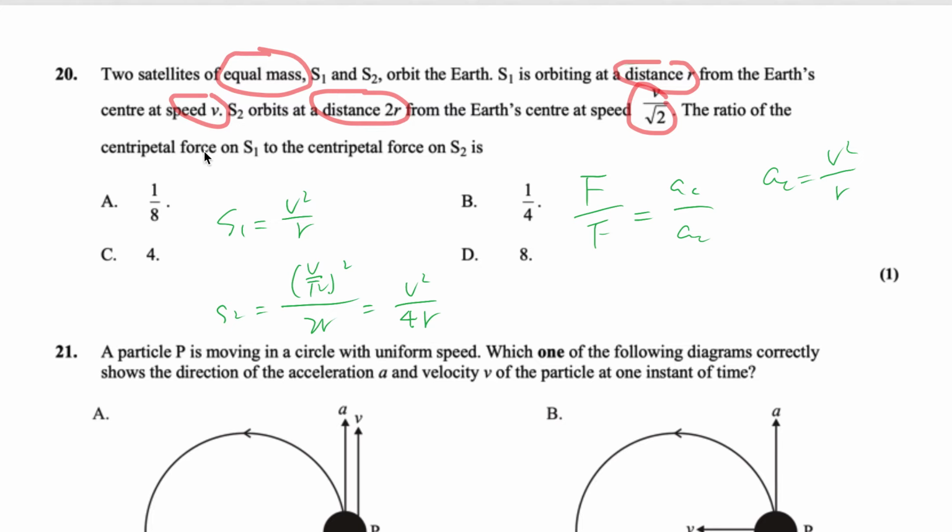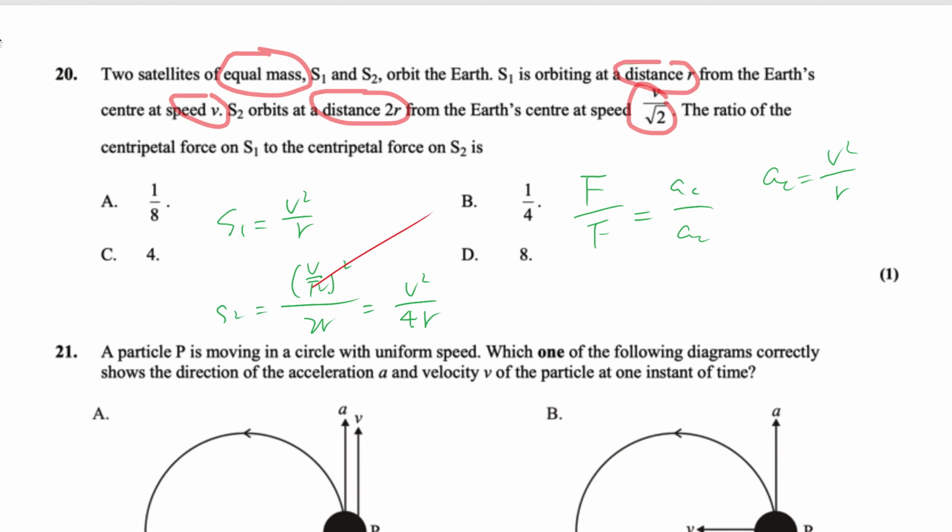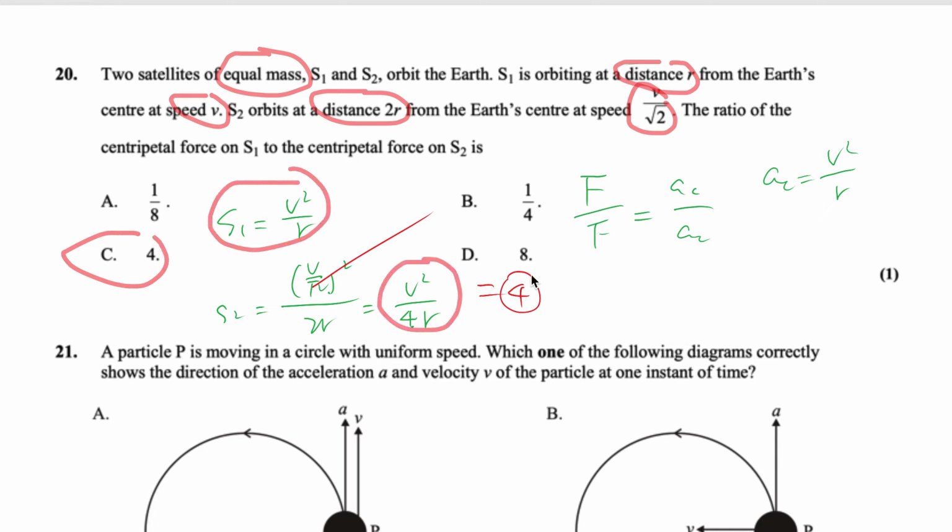Then they ask you 1 to 2, so you just use 1 divided by 2. V cancelled, R cancelled. 1 over 1 over 4, overall it just becomes 4. So we just choose C. S1 divided by S2 overall gives you a 4.